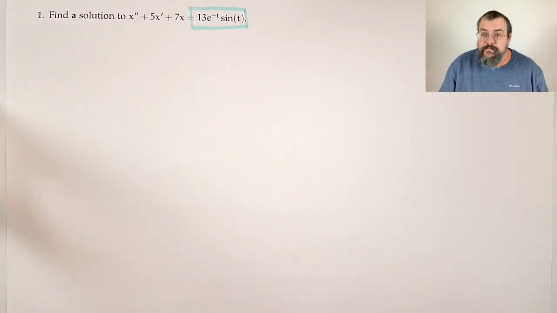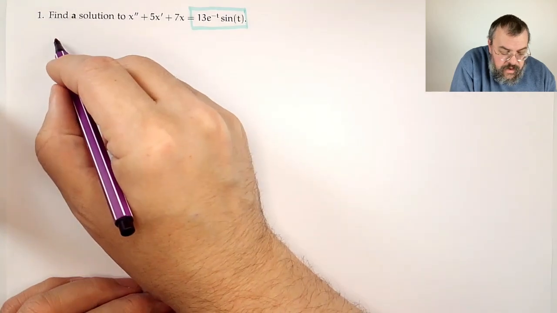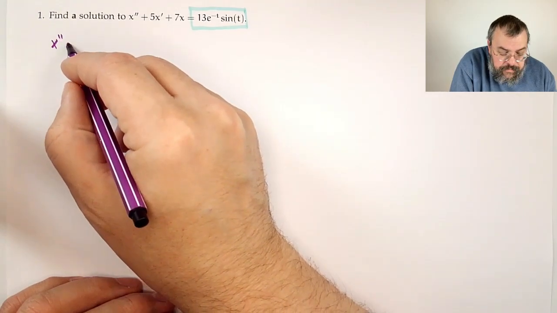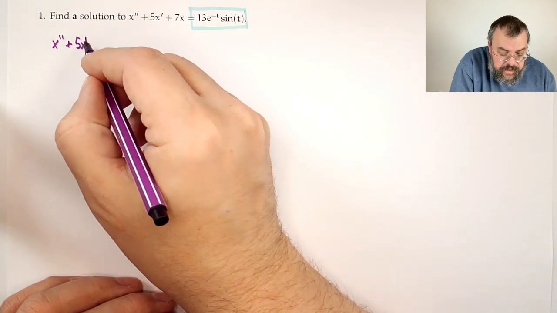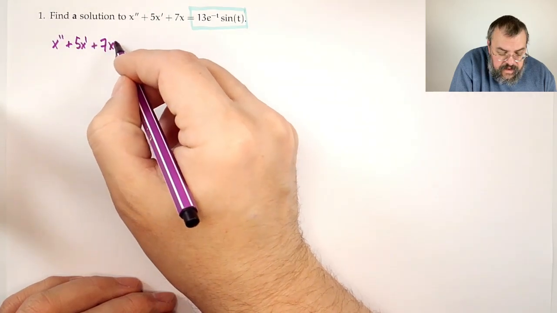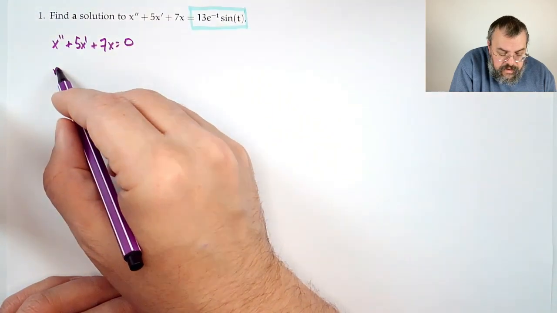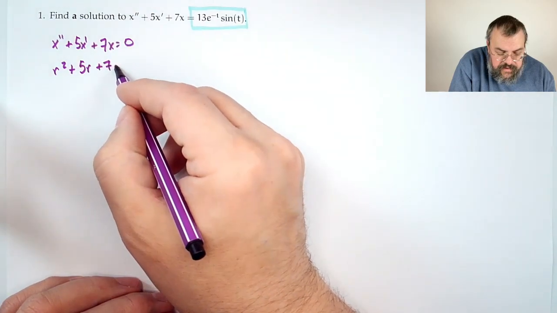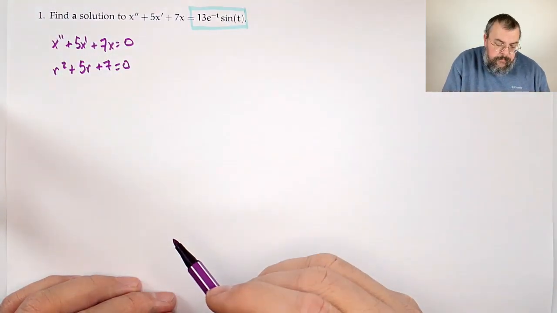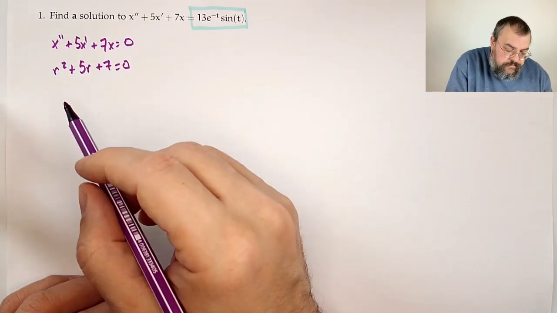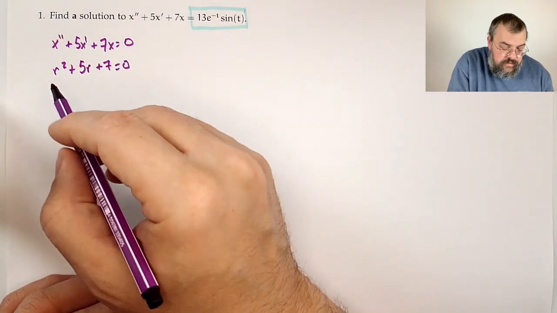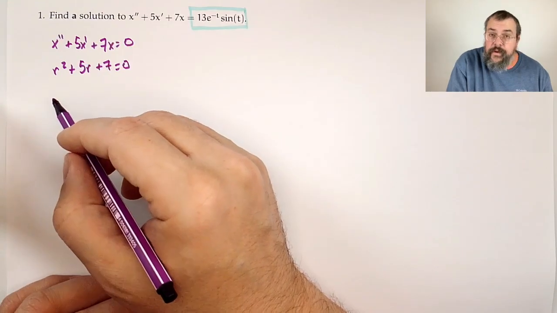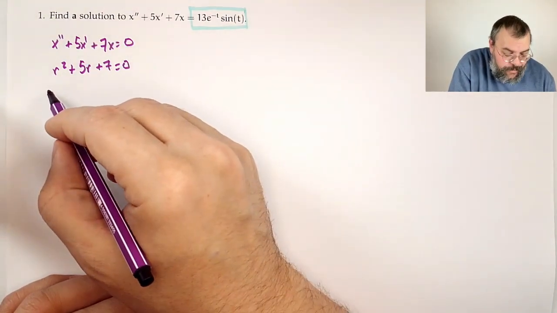Now, the first thing we should check is what's happening with our homogeneous problem. Okay, so let's check in with that. So we look at x double prime plus 5x prime plus 7x equals 0. We convert that to a polynomial, r squared plus 5r plus 7. And, well, doesn't seem to factor in a nice way. So let's throw it into the quadratic formula.